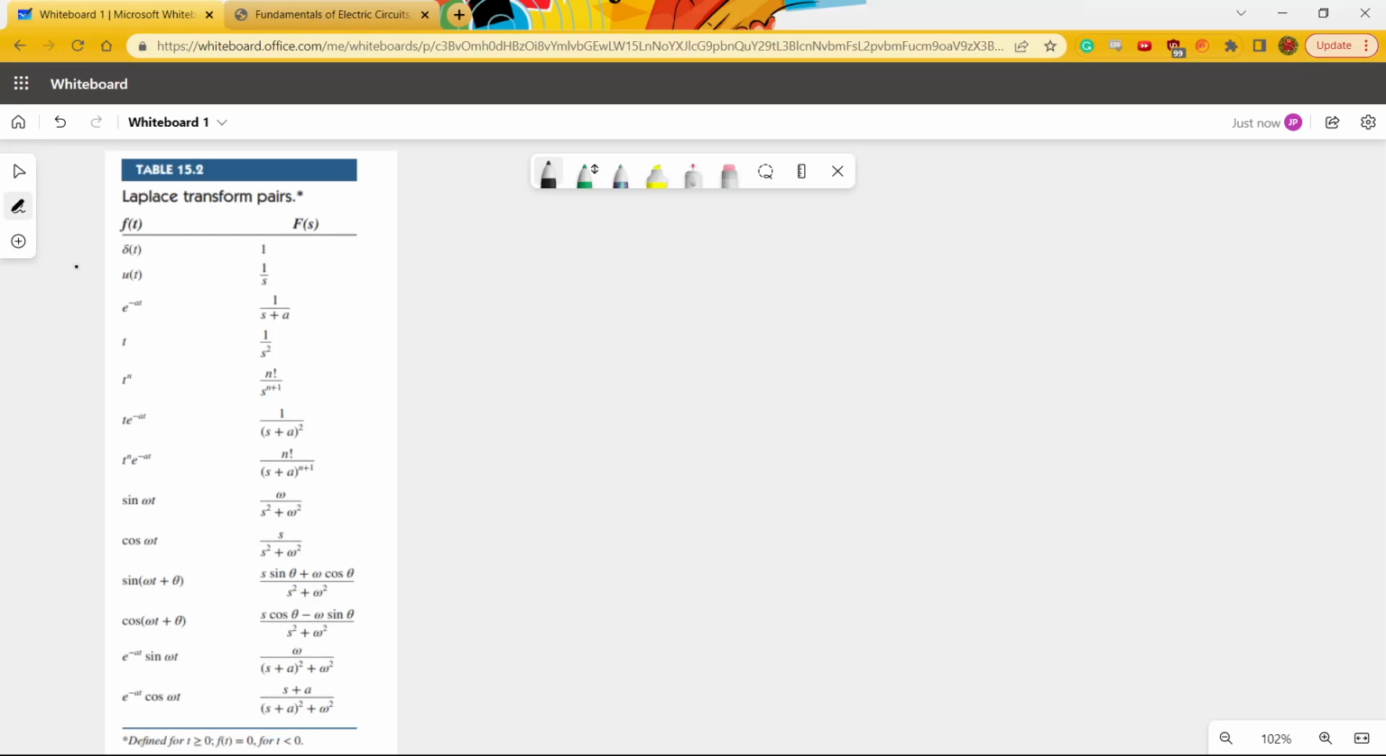For this video, I've highlighted some Laplace transform pairs. This is table 15.2 in the circuits book. We're going to perform some inverse Laplace transforms. Some of the transforms that get confusing involve sines and cosines.